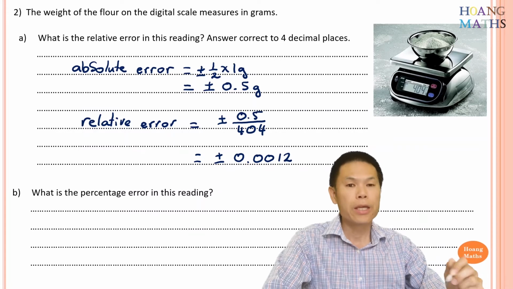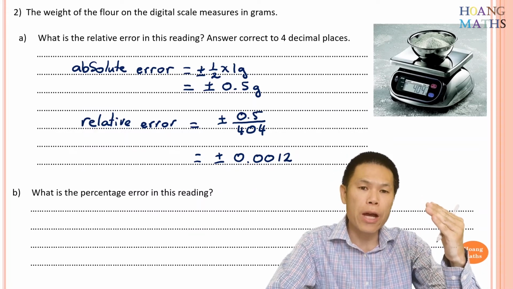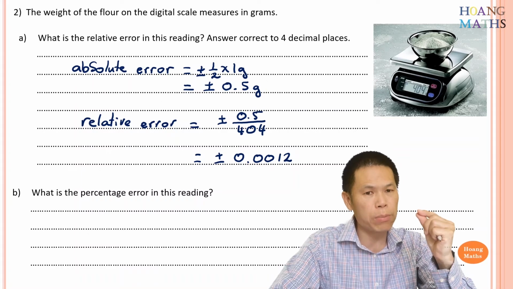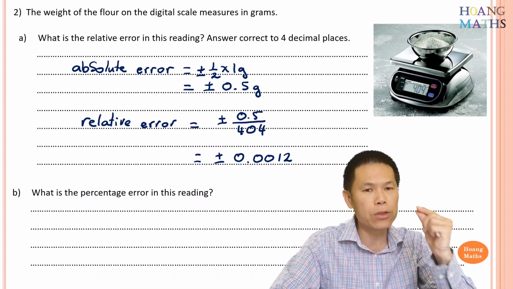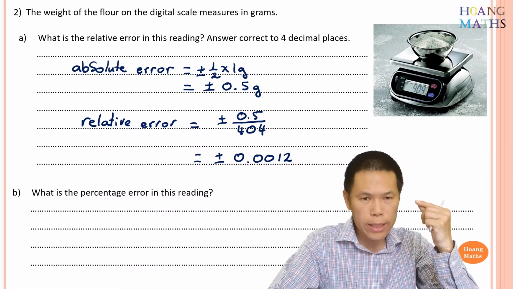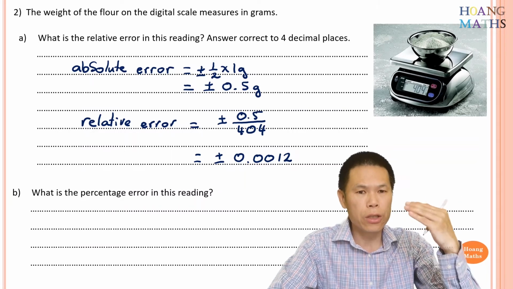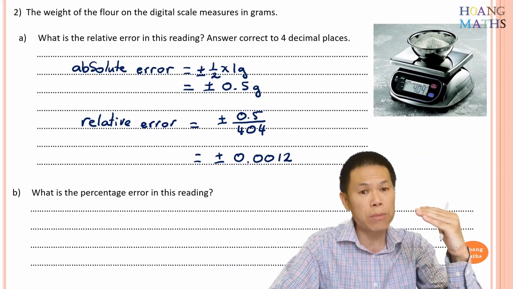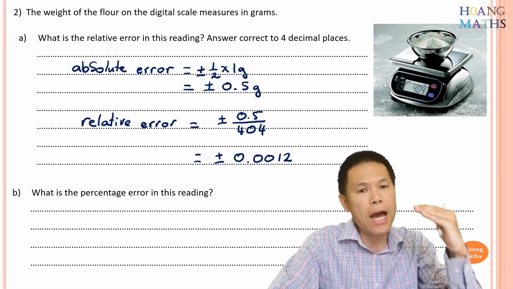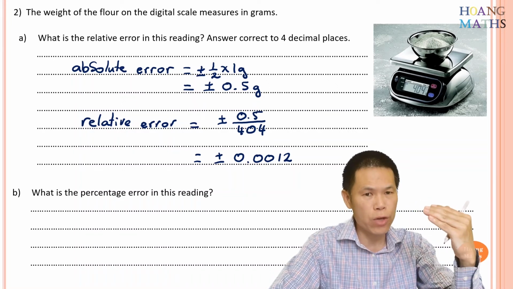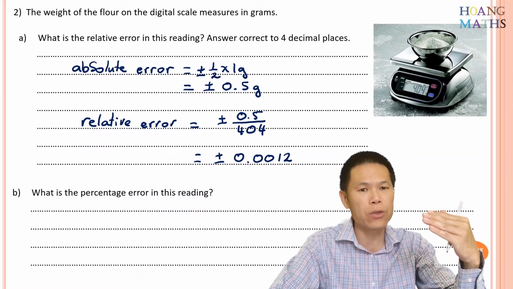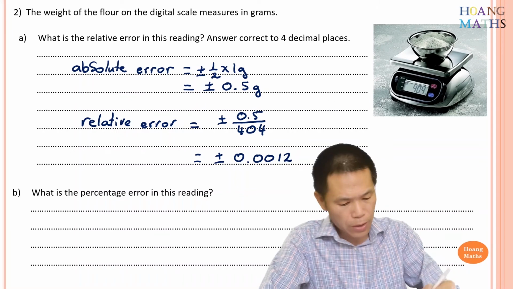To work out the percentage error, all we need to do is convert the relative error into a percentage. Remember that. Otherwise, we just use the formula: the percentage error is equal to the absolute error over the measurement, times by 100%. Since we worked out the relative error already, we just convert that into a percentage.